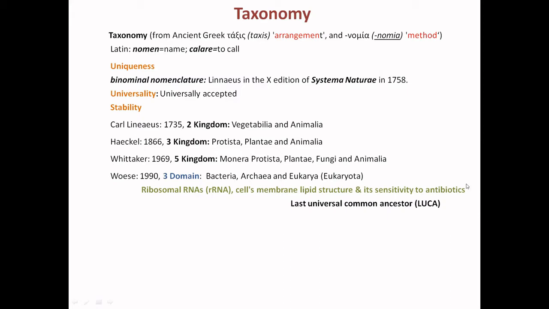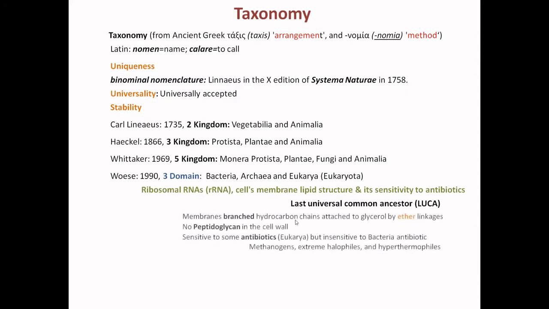So the entire living world originated from a common ancestor called the last universal common ancestor, LUCA, that gives rise to three types of cells. Based on those three types of cells, we have Bacteria, Archaea, and Eukarya. And these are the characters of Archaea: the membrane hydrocarbons are branched and attached to the glycerol by ether linkage, whereas in Bacteria and Eukarya, it is ester linkage.